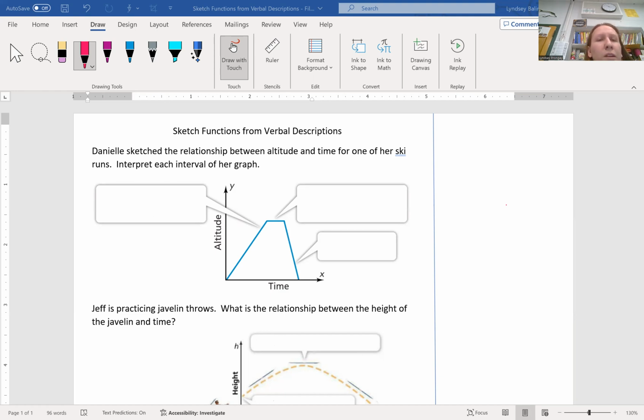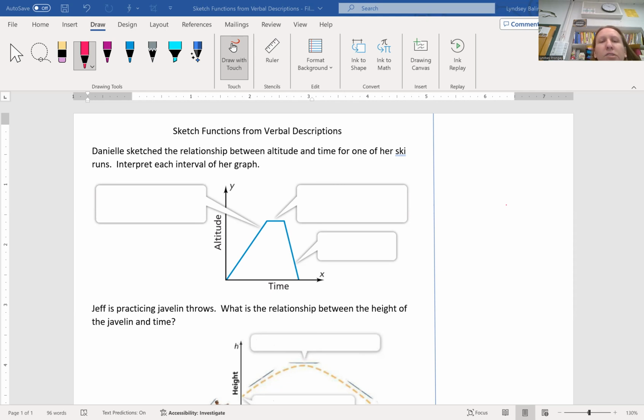So this first example, we have Danielle sketch the relationship between altitude and time for one of her ski runs. Interpret each interval of her graph. So before you start, you definitely want to make sure you're looking at the axes. Our x-axis is our time. So we would be putting in the time into this function to figure out the altitude, which is how high she is up in the air.